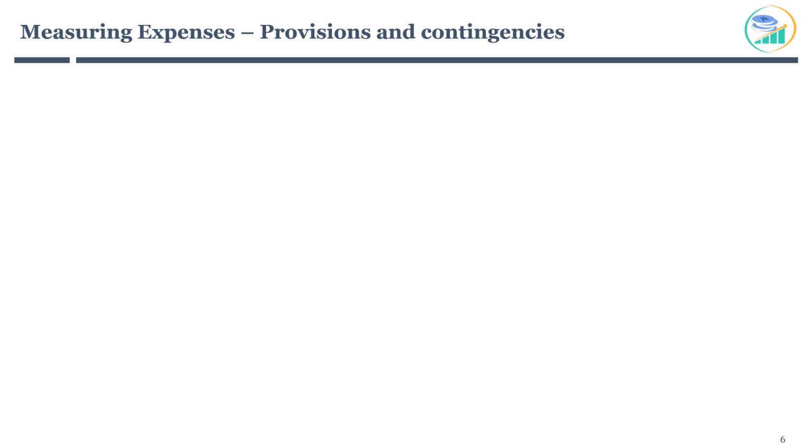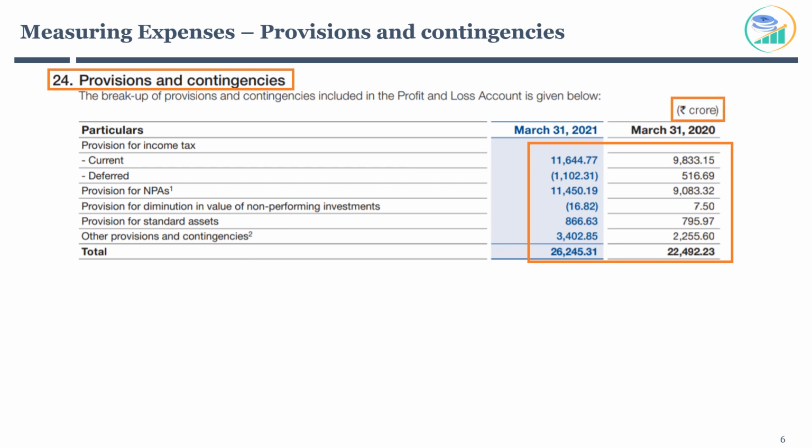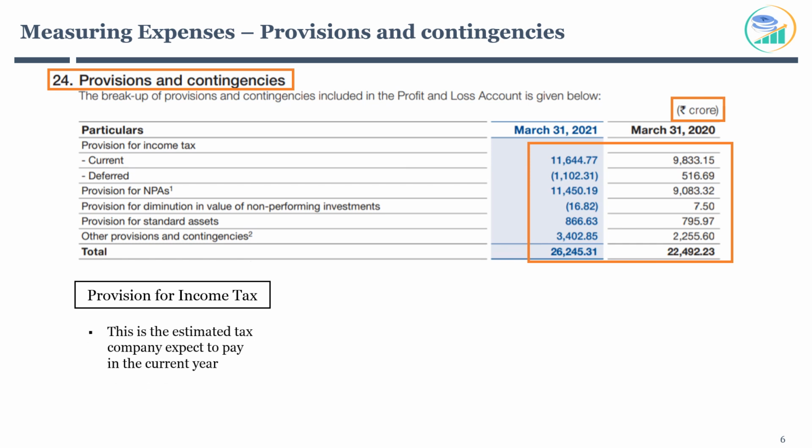In the annual report, the breakup of provisions and contingencies is provided under Schedule 24. Don't get confused with the actual numbers. In the income statement, numbers are in thousands. However, these numbers are in crore. The first line is provision for income tax. This is the estimated tax the company expects to pay in the current year.